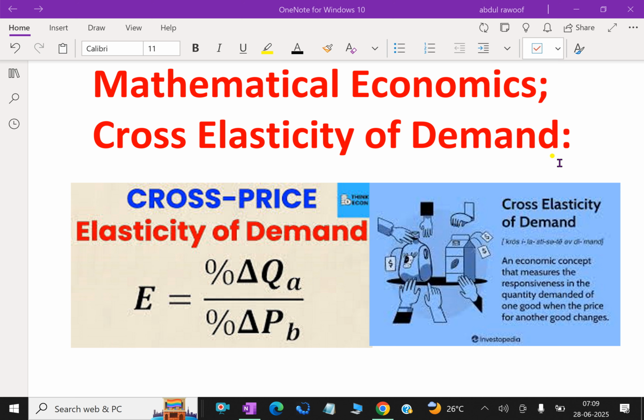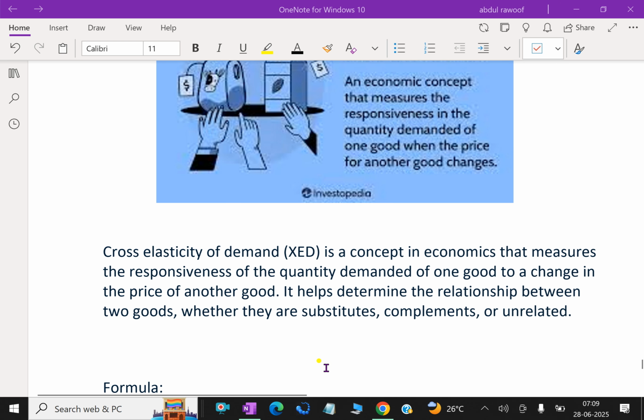It's a dependent quantity, not an independent one, regarding the related goods. Now we'll discuss in further detail what cross elasticity of demand is. Cross elasticity of demand, XED, is a concept of economics that measures the responsiveness of the quantity demanded of one good to a change in the price of another good that is interrelated. It helps determine the relationship between two goods, whether they are substitutes, complements, or unrelated.